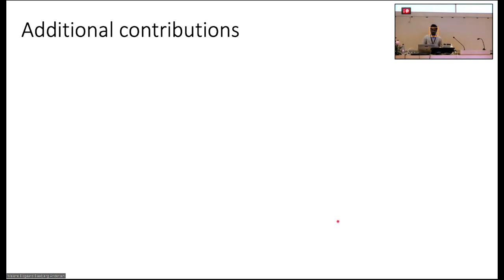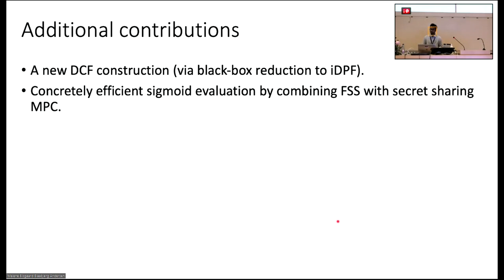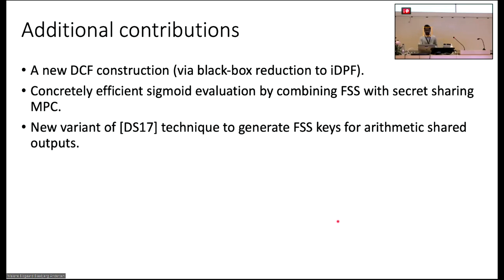Okay, so we had some additional contributions in the project. We come up with a new DCF construction via black box reduction to iDPF, which I will cover in this talk. We also use this secure comparison protocol to develop a concretely efficient sigmoid. And we also propose a new variant of the prior Doerner-shelat technique to generate FSS keys for arithmetic shared outputs. A blueprint of this third point was provided in a paper by Boyle et al., but we discovered that there was some underspecification because of which it did not really work.